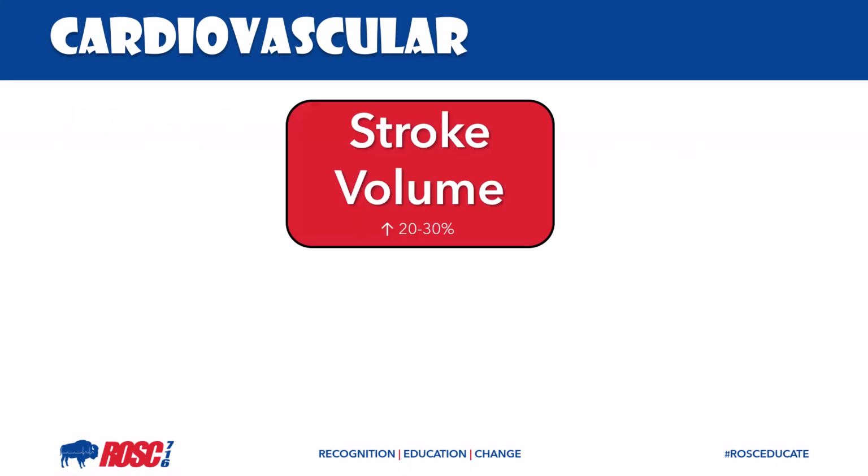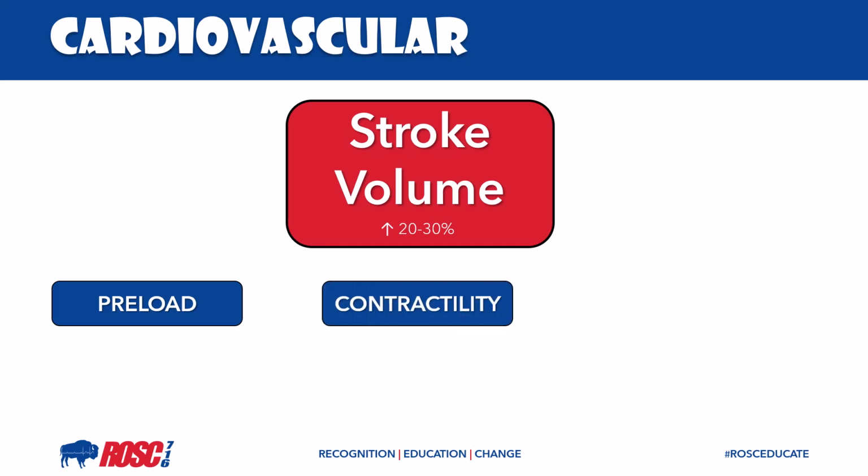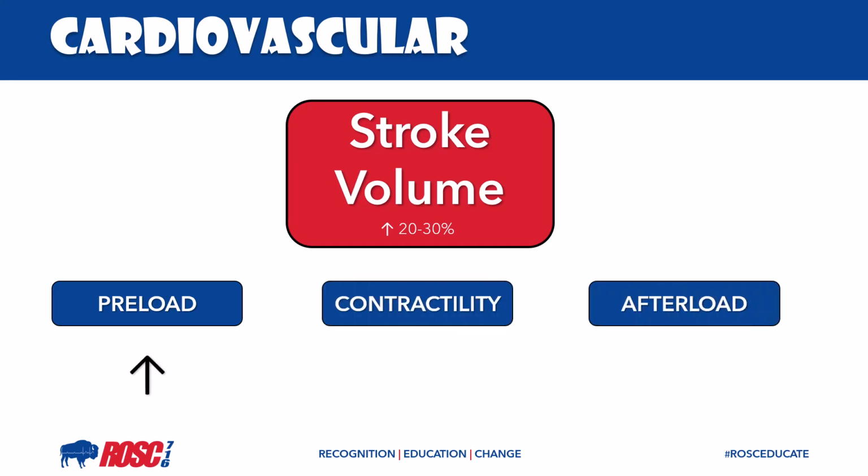Next, let's take a look at stroke volume. So stroke volume can increase by 20 to 30%. And remembering a simple definition of stroke volume is how much volume is ejected from the ventricle in one beat. And stroke volume consists of preload, contractility, and afterload. Preload is increased in pregnancy due to the increase in venous return. Afterload is decreased due to the decrease in the SVR, the vasodilatation, and indirectly there's a small increase in contractility.